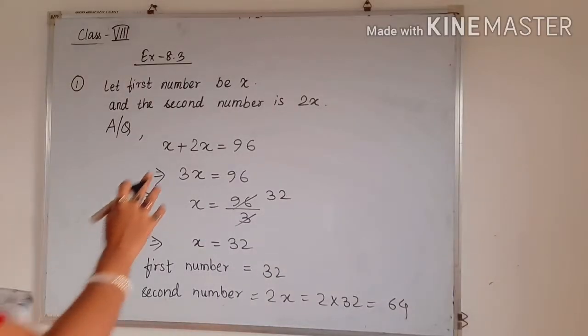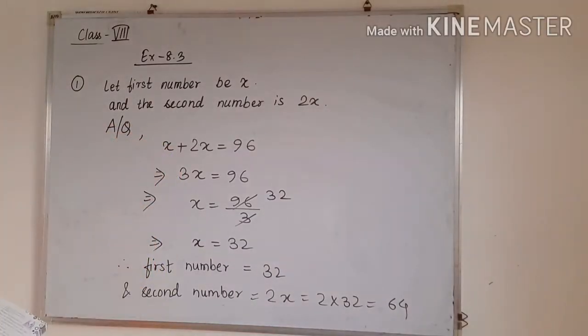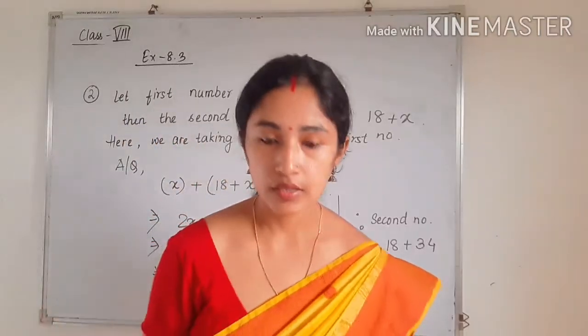So see, this is the working. Let the first number be x and the second number be 2x. So according to the question, x plus 2x is equal to 96. Therefore 3x is equal to 96. Therefore x is equal to 32. So the first number is 32 and the second number is double of 32, that will be 64. Okay. So see what is given in the next question.